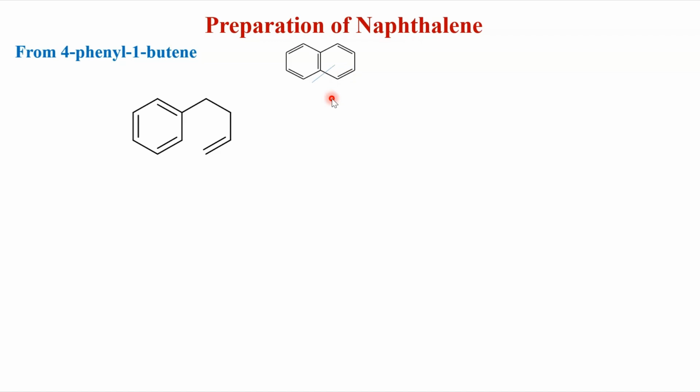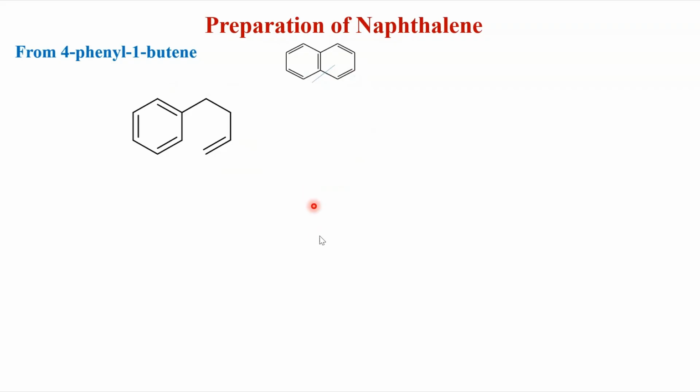This type of splitting of the molecule to give rise to a starting material from which we can synthesize naphthalene is called the retrosynthesis approach. As the name indicates, retro means reverse. Retrosynthesis means reverse of synthesis. We take the product and split the molecule such that we get the starting material. That starting material, we treat with another reagent such that we get our product.